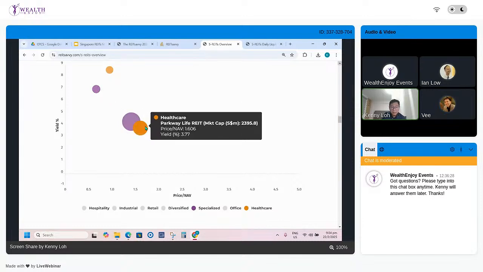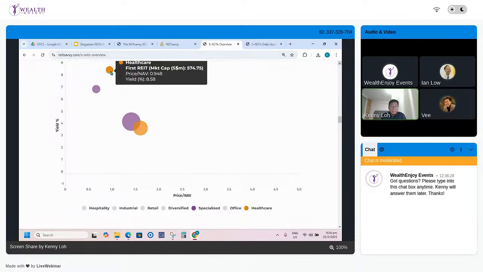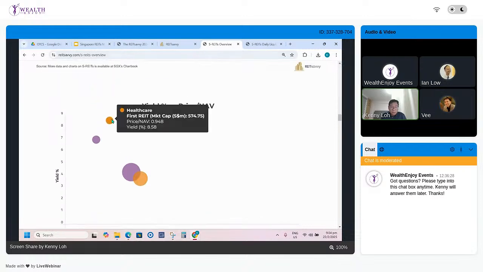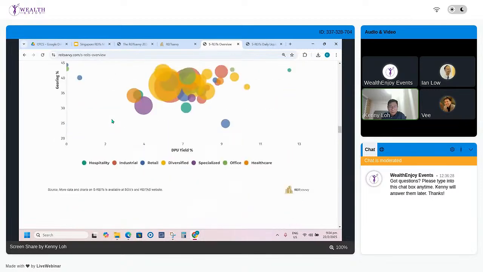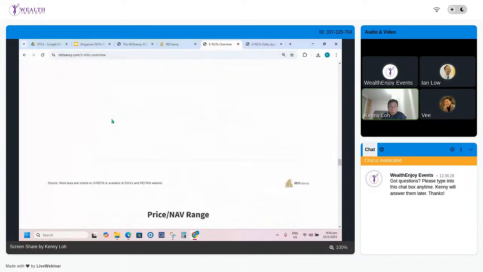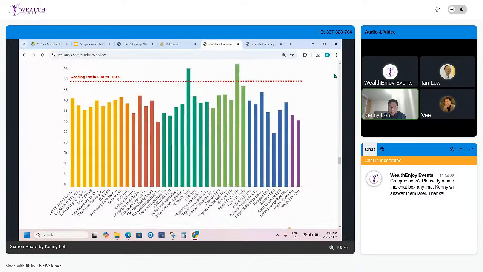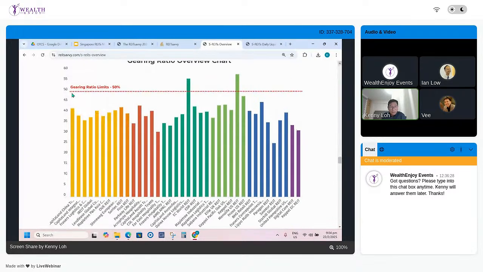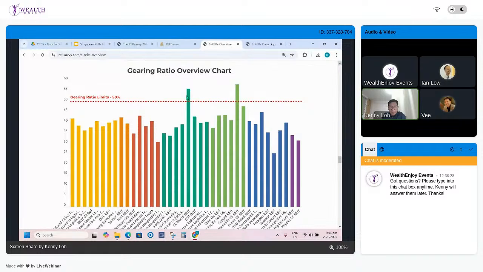In terms of the healthcare sector, Parkway Life is trading at a price to book of 1.6 times, yield 3.77, and First REIT price to book 0.9 times and also yield 8.58. In terms of the gearing ratio itself, most of the REITs are pretty healthy, below the 50% gearing ratio limit, except Eco World and also the Manulife REIT. The rest of the REITs are basically pretty healthy.